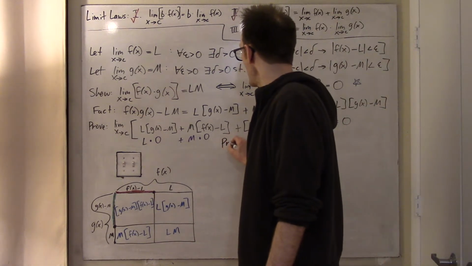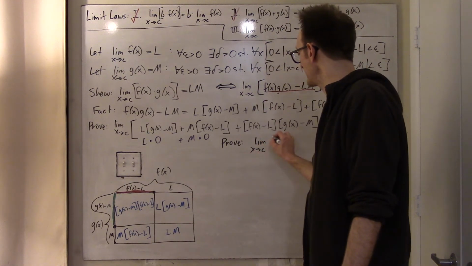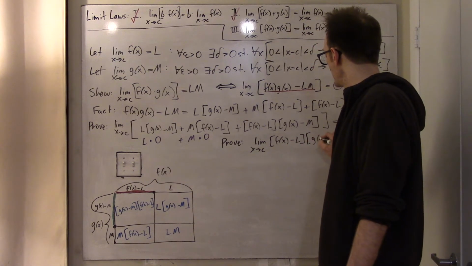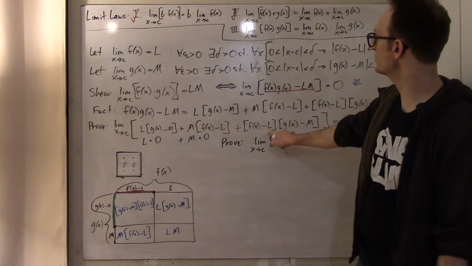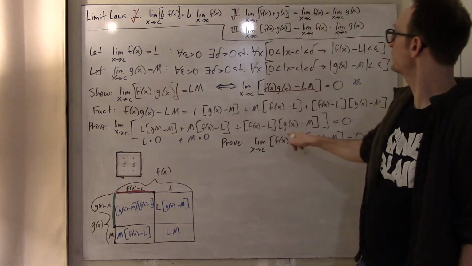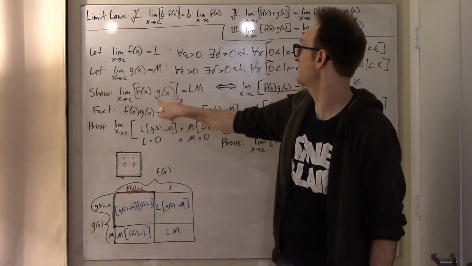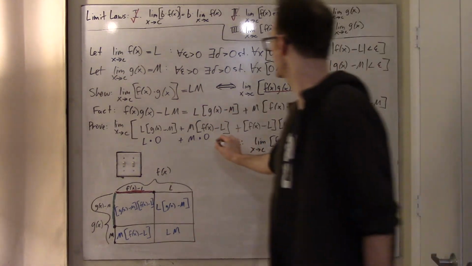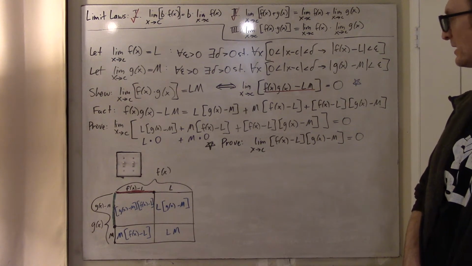The actual thing that I have to prove is that the limit as x approaches c of f of x minus L times g of x minus m is 0. If I can prove that this third term is 0, then since I know that this one is 0 and this one is 0, by limit law 2, the sum of all three of them is 0, which shows that this limit is 0, which shows the thing I want. Okay, so now with the little board space left, we finally get to begin the proof.